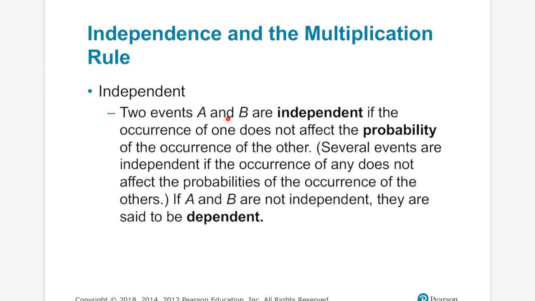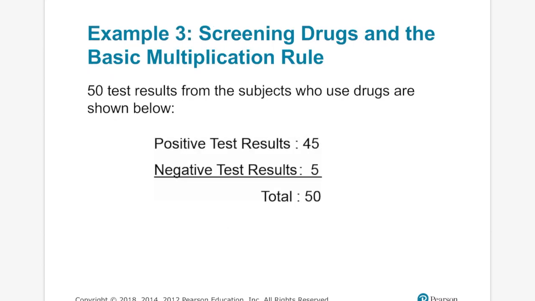Independent events. Two events A and B are independent if the occurrence of one does not affect the probability of the occurrence of the other. If A and B are not independent, they are said to be dependent. Example 3.